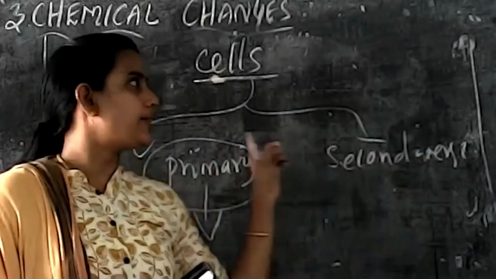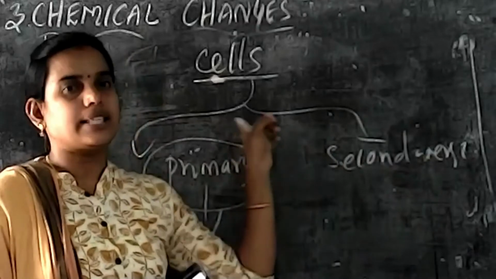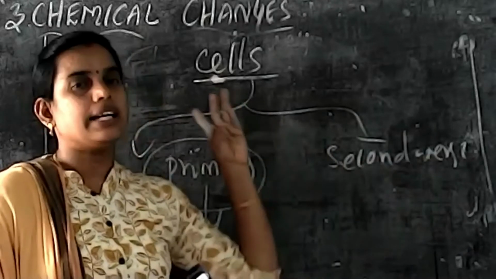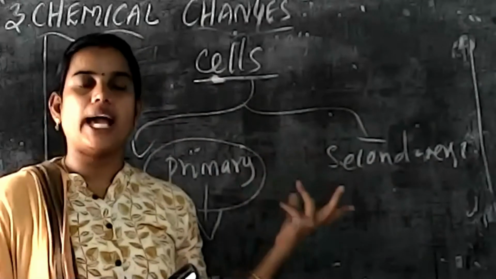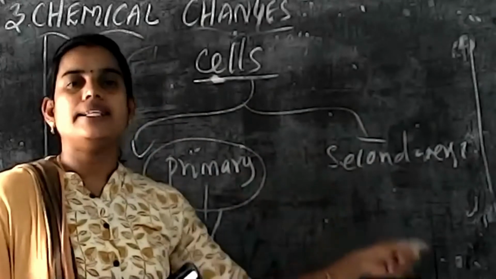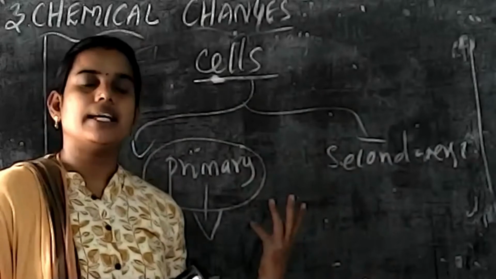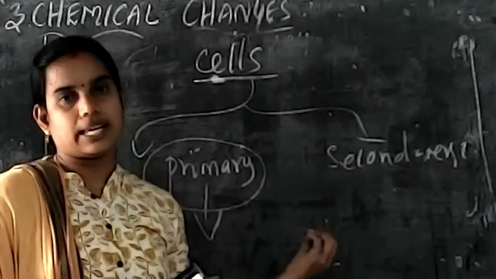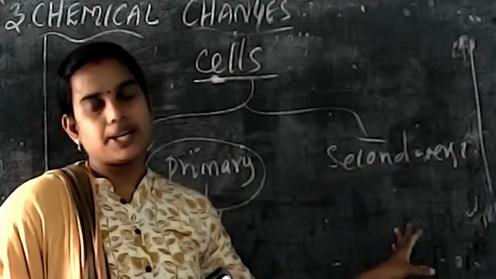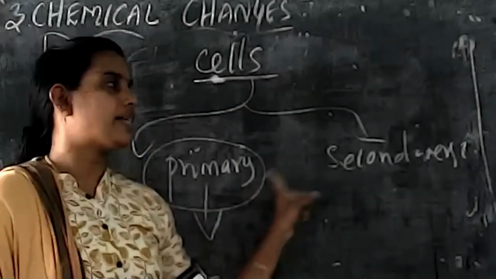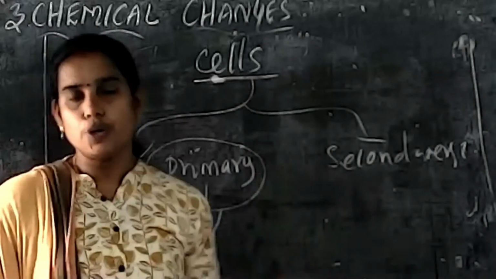Okay, so what is the topic we are going to study here? Cells. Different types of cells. Different types of cells contain two types: primary and secondary cells. Primary cells we cannot use once again, but secondary cells we can use once again. So based on the type, it can be categorized into two types.